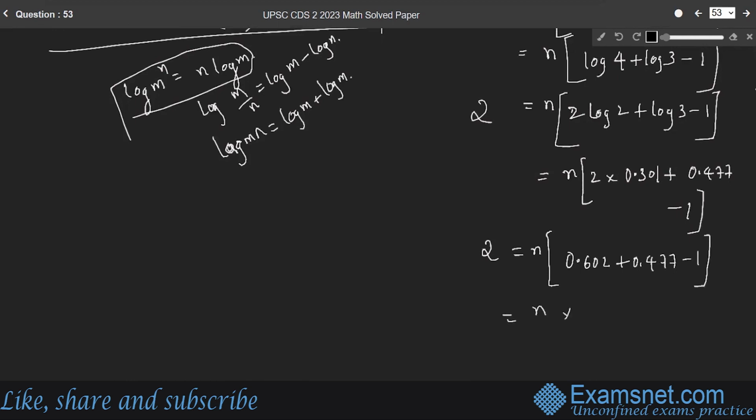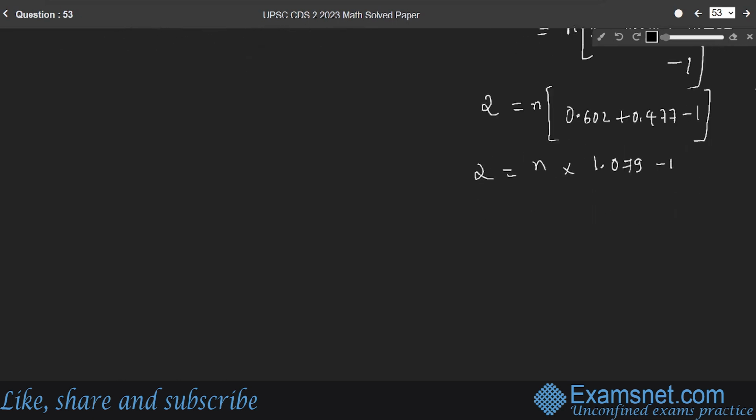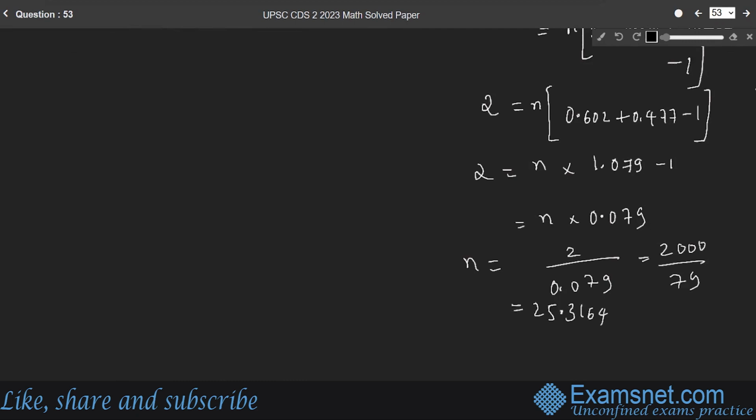So n into, so 602 plus 477, we have 1.079, right? 1.079 minus 1. Therefore, n into 0.079, right? Therefore, the value of n is 2 by 0.079 or 2000 by 79. Both are the same. You will get 25.3164. Right? So here n is the time period, right?